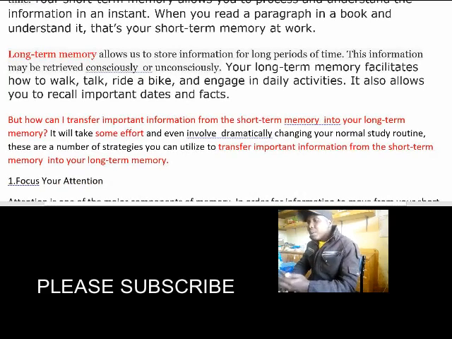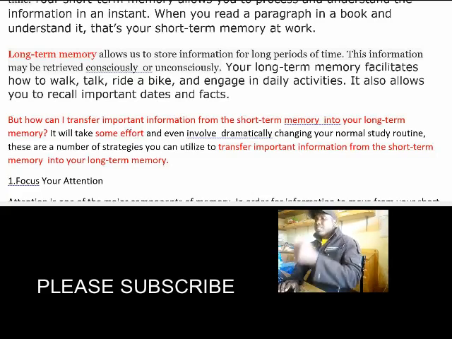It will take some effort and even involve dramatically changing your normal study routine. You must change the way you do things. You cannot keep on doing the same things the same way, expecting different results. It is not going to work. So for you to transfer information from the short term to long term, there are things you must stop doing and start doing differently.